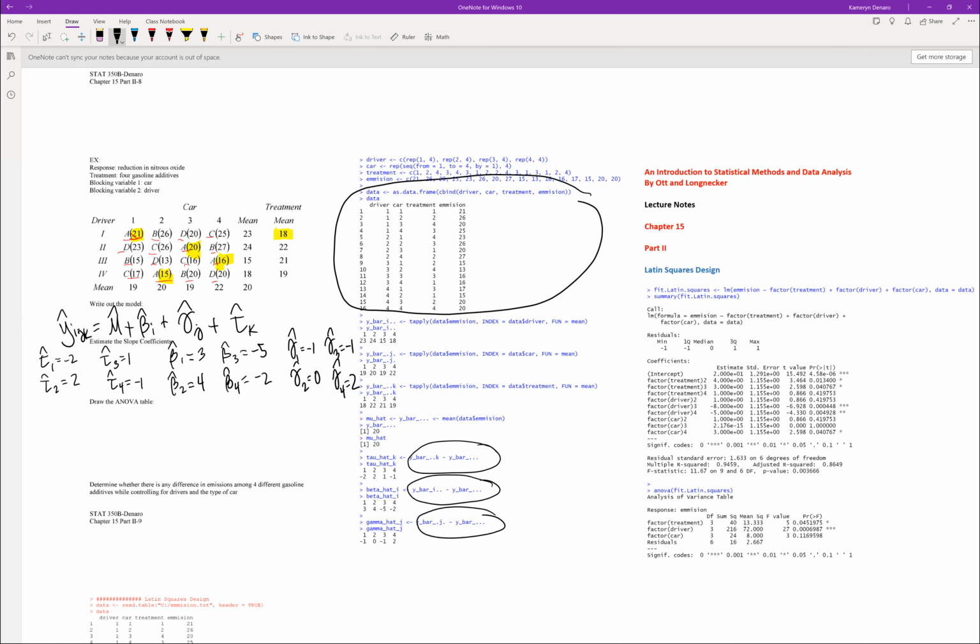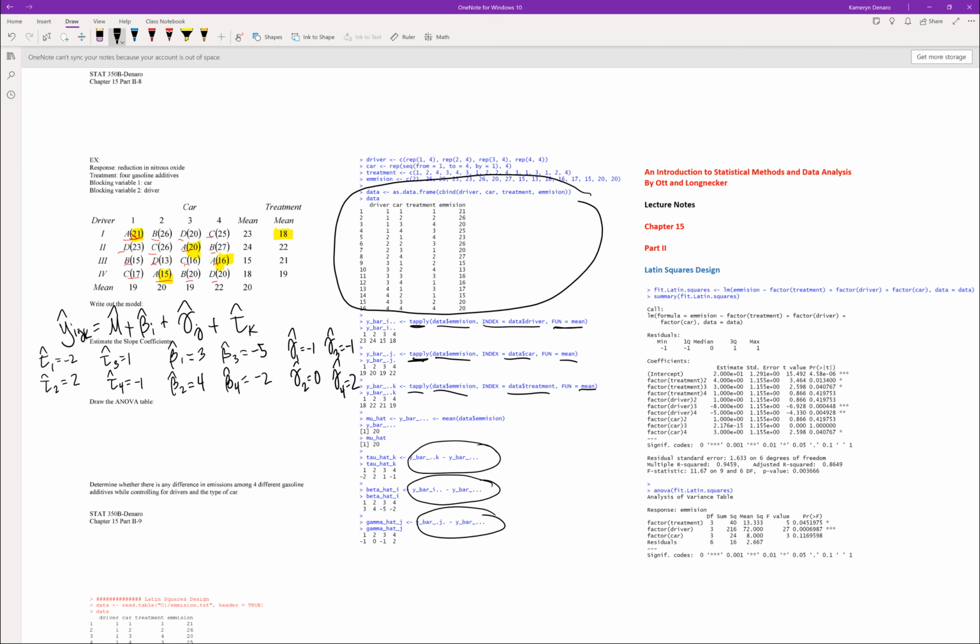What I did here is use the tapply function to get the row means, using emissions indexed on driver and asking for the mean. I did the same thing to get the column means using the tapply function: data$emissions indexed by car, and the function is the mean. And then for the y bar dot dot k's, I'm applying tapply to the emissions, indexing by the treatment, and asking for the mean.